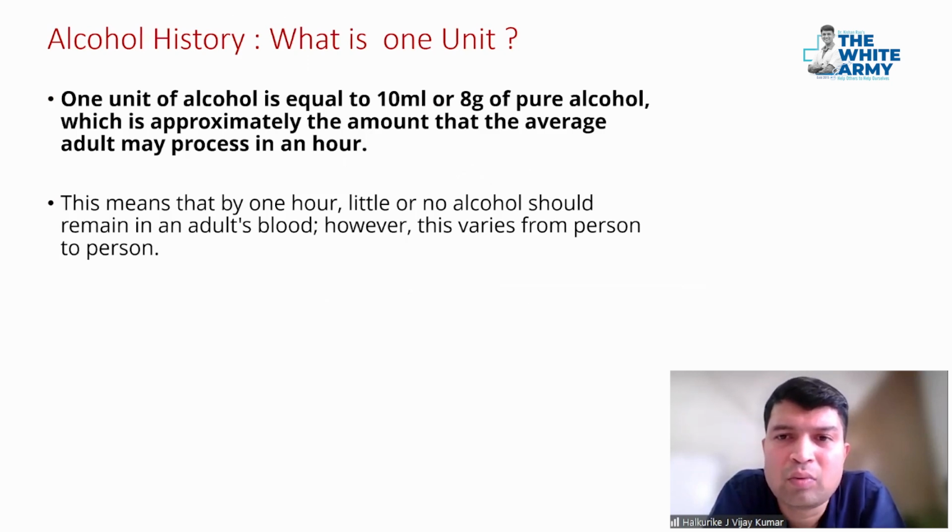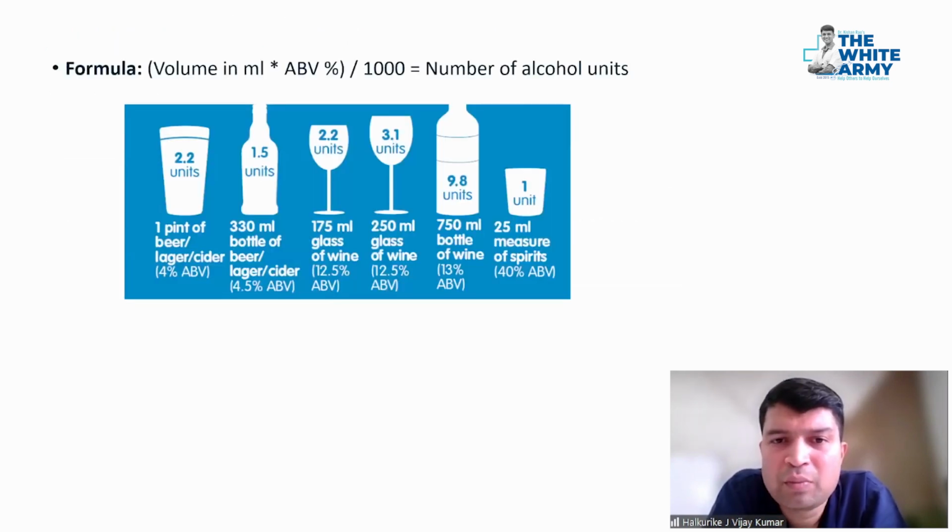Anyway, we all should know what 1 unit of alcohol is. 1 unit of alcohol is equal to 10 ml or 8 gram of pure alcohol, which is approximately the amount that the average adult metabolizes in an hour. It means that by 1 hour, the alcohol should be metabolized and no alcohol should remain in the adult's blood. It depends from person to person. This is just an arbitrary setting, and how our liver functions, the ethnicity and everything differs from one person to another. So the formula: alcohol by volume times volume in ml divided by 1000 is equal to the number of alcohol units. You have to take this in detail.